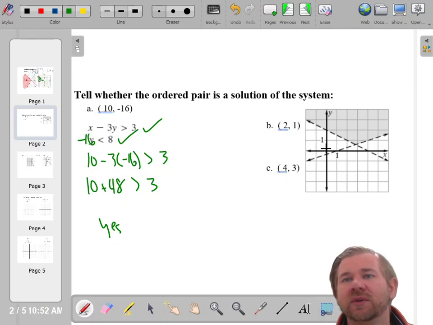2, 1. 2, 1 is right there. See how it's on the dashed line? If it's on the dashed line, that means it's not inclusive, so that one will not work. What about 4, 3? 1, 2, 3, 4, 1, 2, 3 right there. That is in the overlap, so yes, this one is a solution. I would say no, that's not.